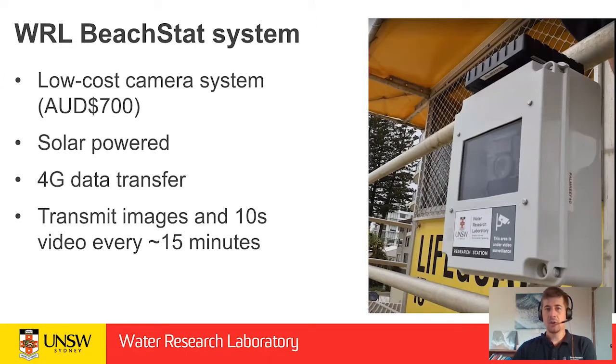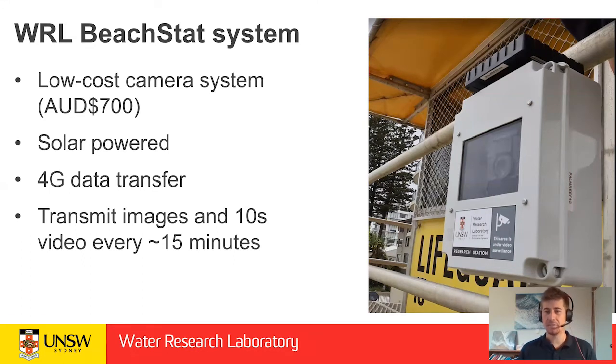So the WRL BeachStat system comprises a very low-cost camera system. They cost about 700 Australian dollars to purchase. And essentially all they are, it's one of these cameras you can see in the video here. It's a repurposed hunting camera or trail cam. So these systems are generally designed to be put out in a bush location in areas to look for animals, but we're just repurposing them for beach locations.